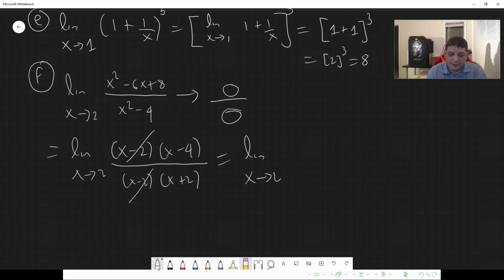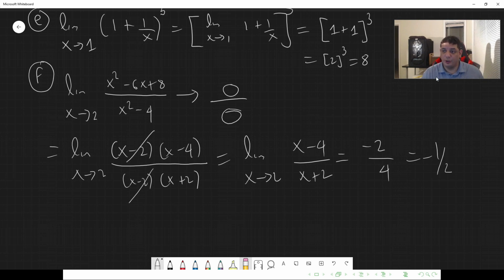And then we get this: the limit when x goes to 2 of x minus 4 over x plus 2. Notice that this is now a continuous function because it doesn't have an issue, it doesn't become 0 here. So the top is 2 minus 4, minus 2, over 4, and that's going to be minus 1/2. So that'll be the solution to this limit.